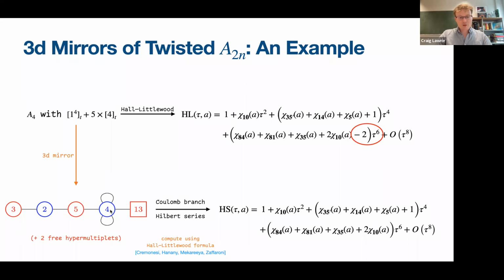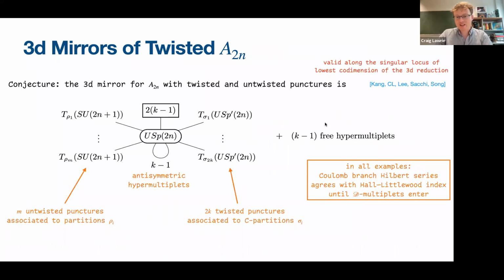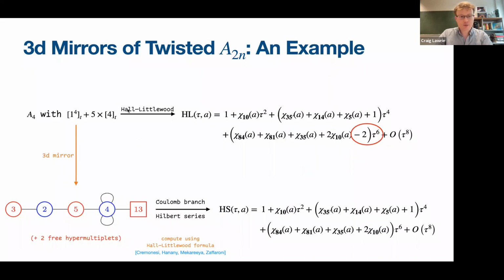So here I've expanded the T_USp and T_SU theories as alternating SO-USp quivers. And I see I have 2 anti-symmetric hypermultiplets as well. And I have 2 free hypermultiplets because, as you saw here, there are k-1 free hypermultiplets, and here there are 6 twisted punctures, so k is 3.